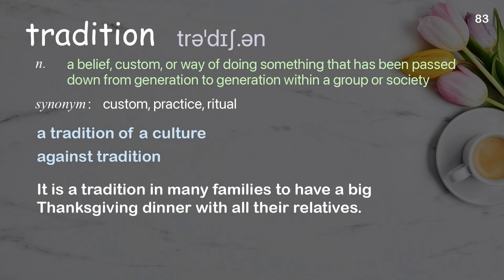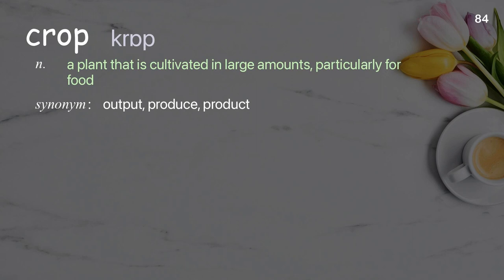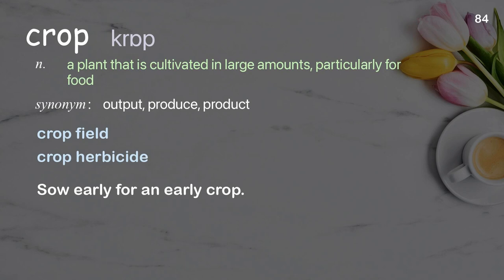Crop: a plant that is cultivated in large amounts, particularly for food. Examples: crop field, crop herbicide, sow early for an early crop.